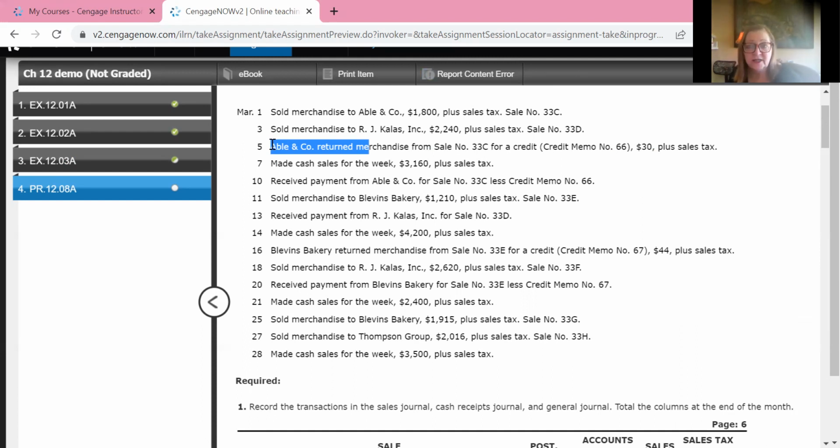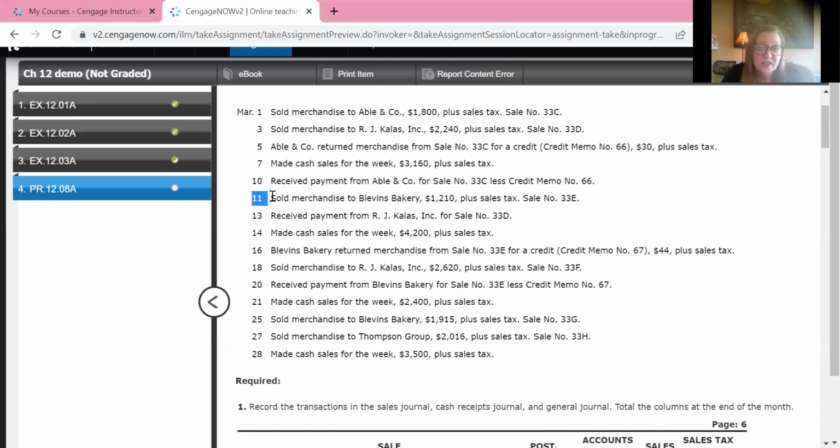We just show it straight into the cash receipts journal. So on this number 7, I put it in cash sales. I put it in the cash receipts journal. Then on the 10th, we received payment from Able for sale number 33C, and so that also I put in the cash receipts journal. And then on the 11th, we sold merchandise to Blevis Bakery, and I put that in the sales journal.